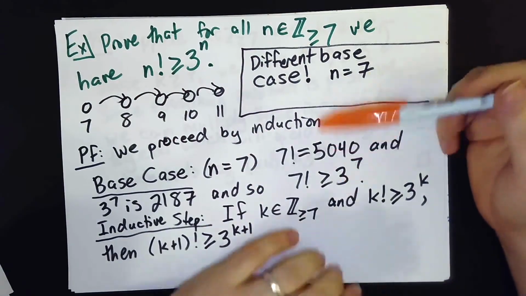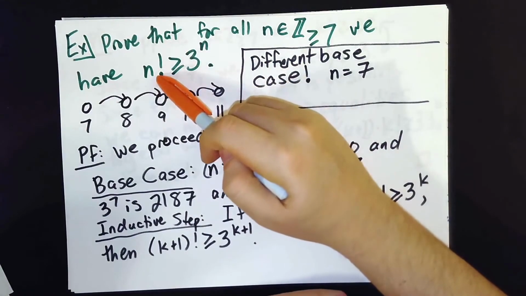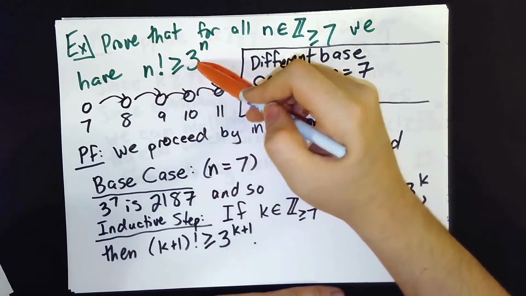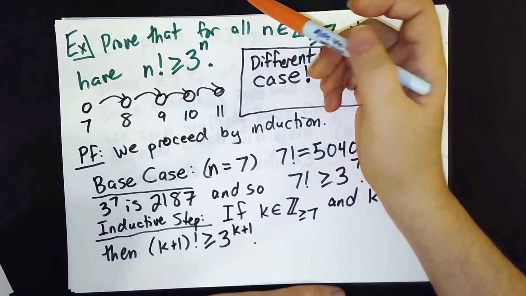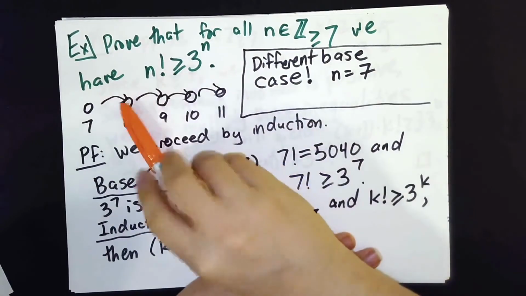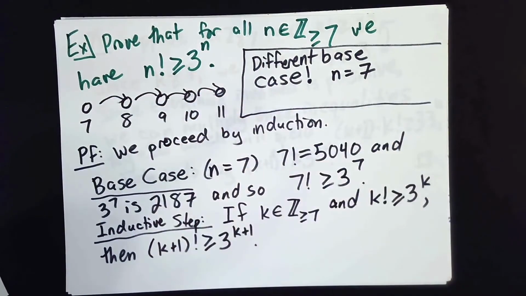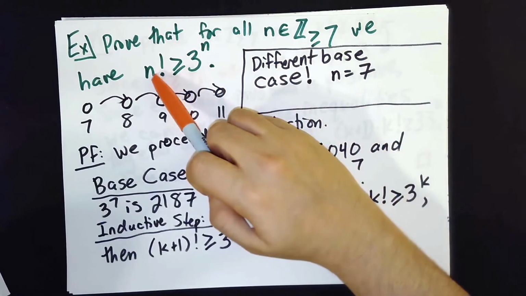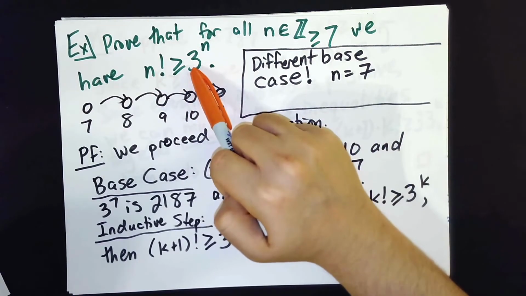Namely, when we go up the input by 1, that is, when we go from n factorial to n plus 1 factorial, and from 3 to the n to 3 to the n plus 1, we on the one hand are multiplying by n plus 1, and on the other side by 3, and so once n plus 1 is bigger than 3, that means I'm making the left-hand side bigger than I'm making the right-hand side.